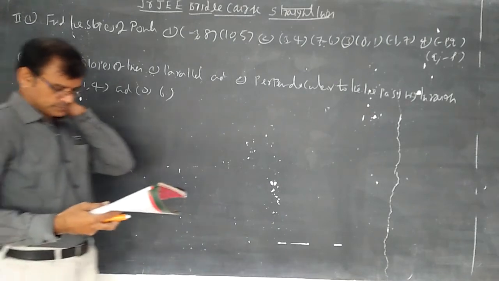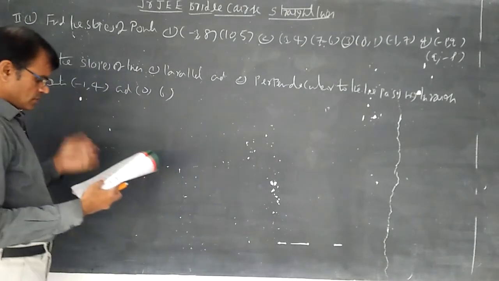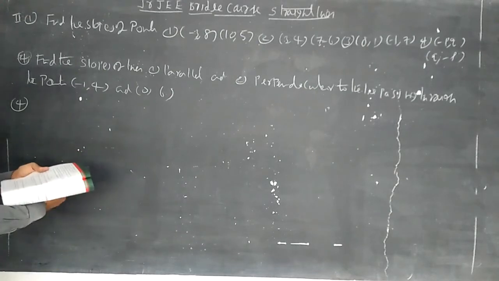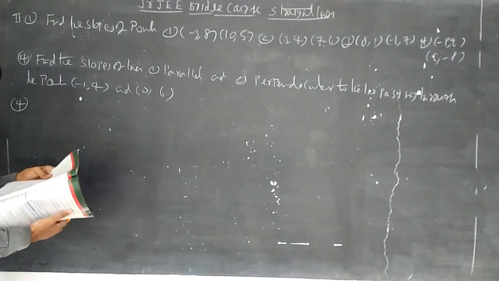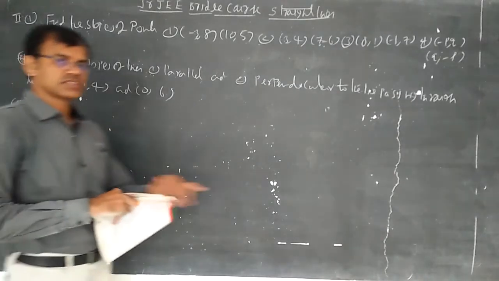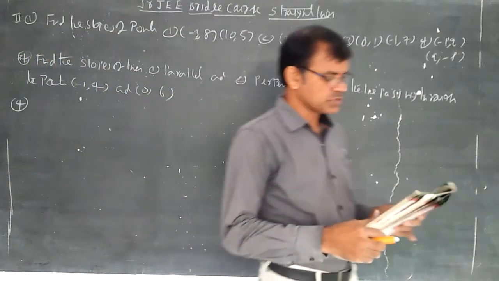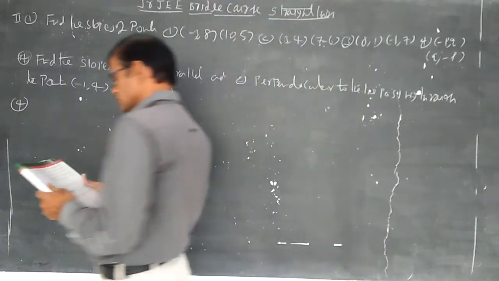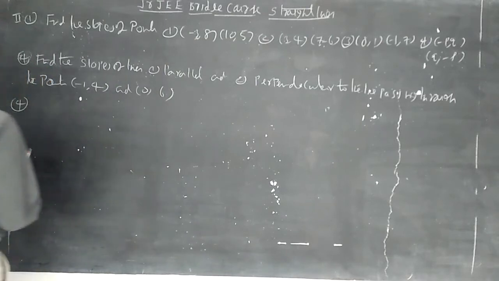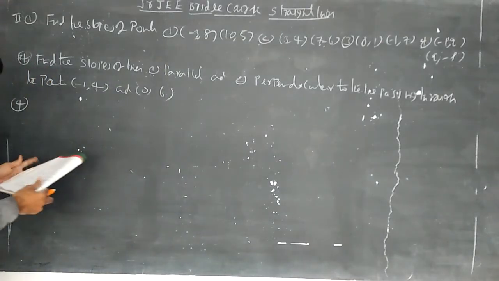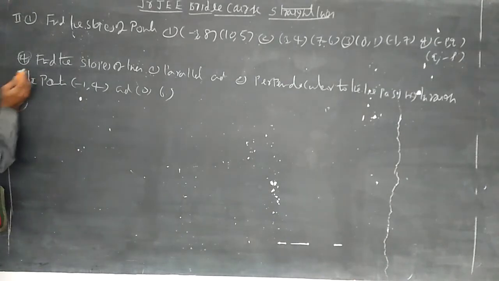Next one, find the equation of the line passing through the origin making equal angles. I said this question. Yesterday I think I gave four questions. Yes, I gave yesterday four questions. That's all. Today's work is this one. This is homework.